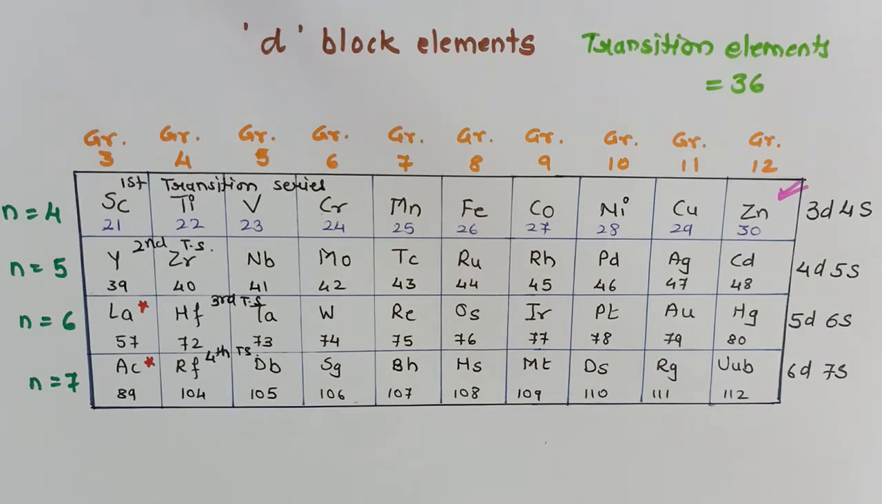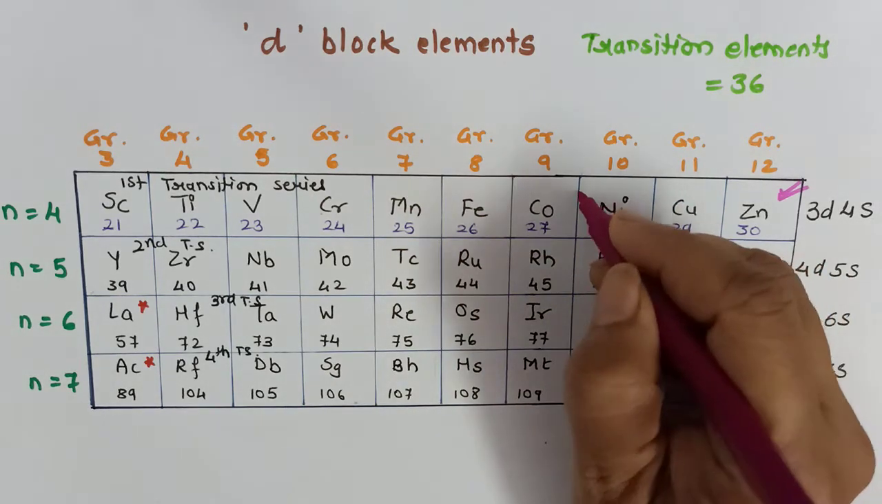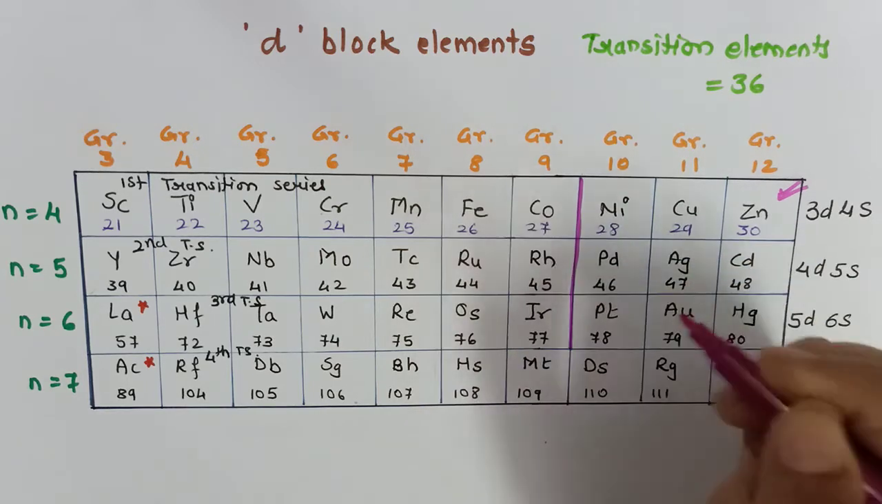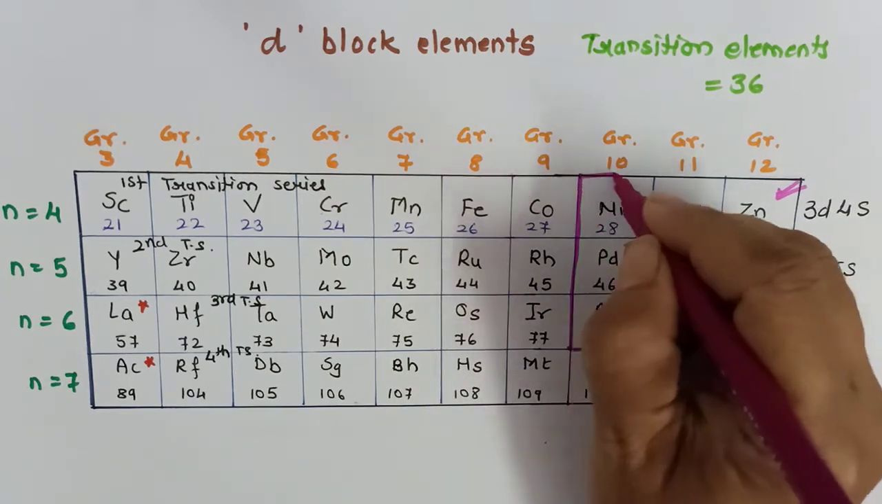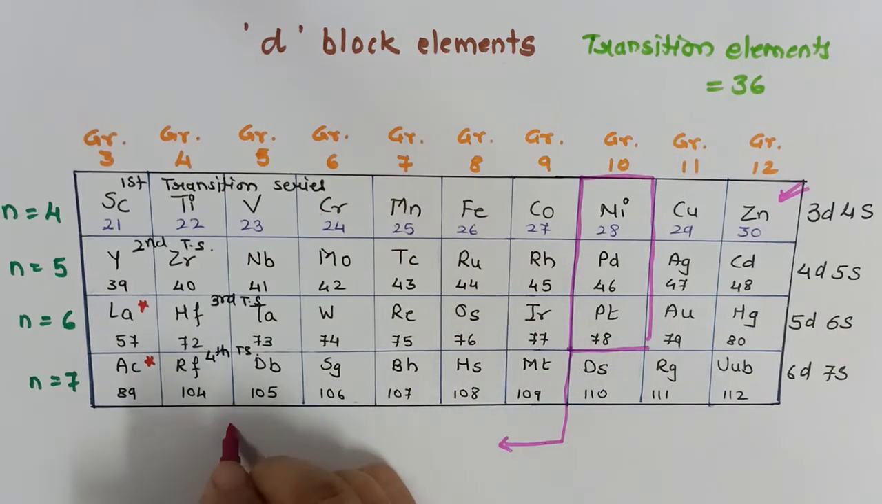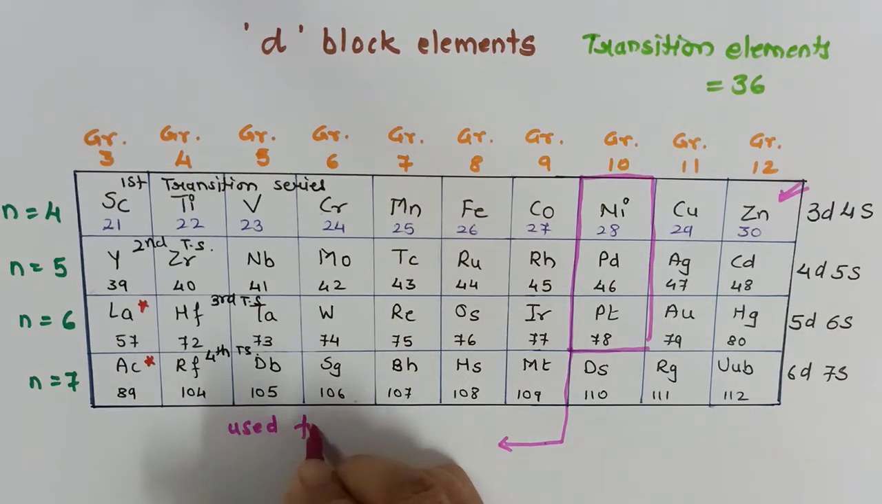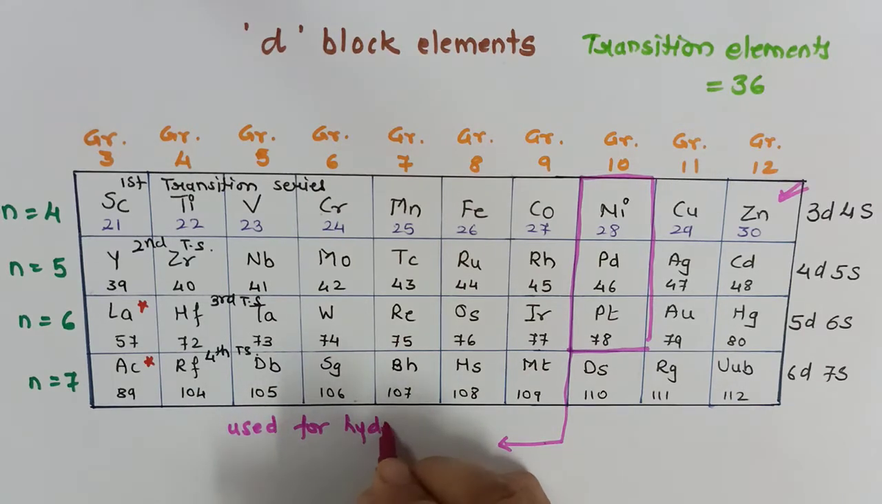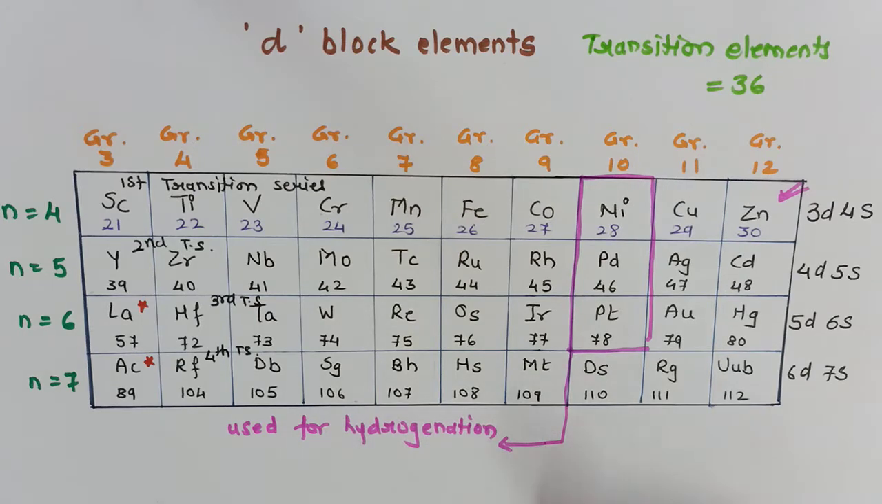Why do we focus so much on D block elements? Because there is a variety of elements in this table. For example, nickel, palladium and platinum are used for hydrogenation. In your lower classes, you have studied that hydrogenation requires catalysts, and these catalysts are generally nickel, palladium and platinum. Similarly, iron is also used as a catalyst in Haber's process.